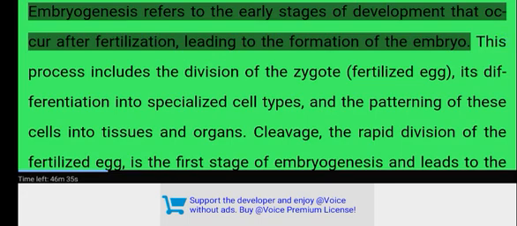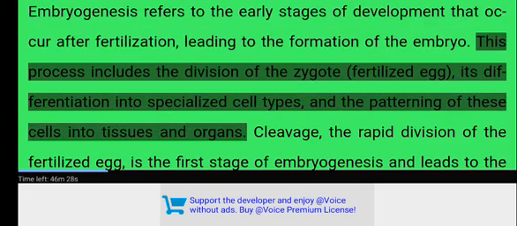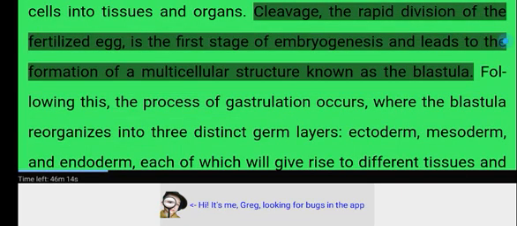Embryogenesis refers to the early stages of development that occur after fertilization, leading to the formation of the embryo. This process includes the division of the zygote (fertilized egg), its differentiation into specialized cell types, and the patterning of these cells into tissues and organs. Cleavage, the rapid division of the fertilized egg, is the first stage of embryogenesis and leads to the formation of a multicellular structure known as the blastula.